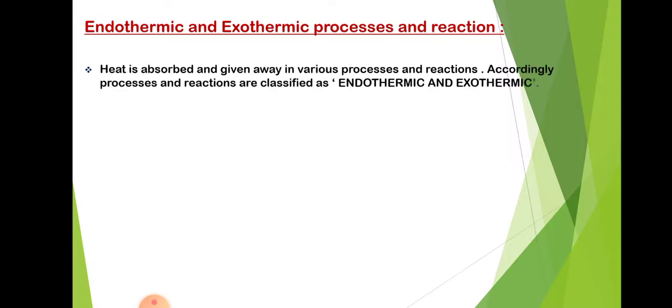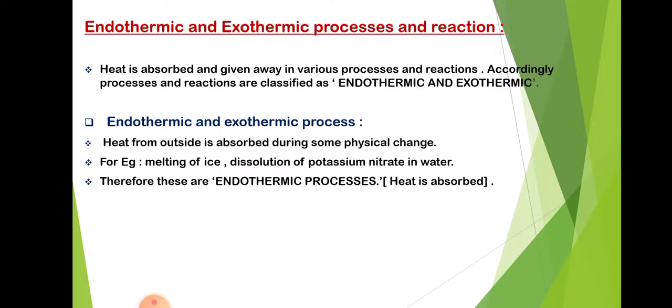Okay, I think we have already seen this topic in an earlier standard. Heat is absorbed and given away in various processes and reactions. According to that, a process or reaction is classified into two types. So this classification is on the basis of what? That is heat. Okay, yes, so that is called endothermic and exothermic processes and reactions. Now we are going to see only endothermic and exothermic processes.